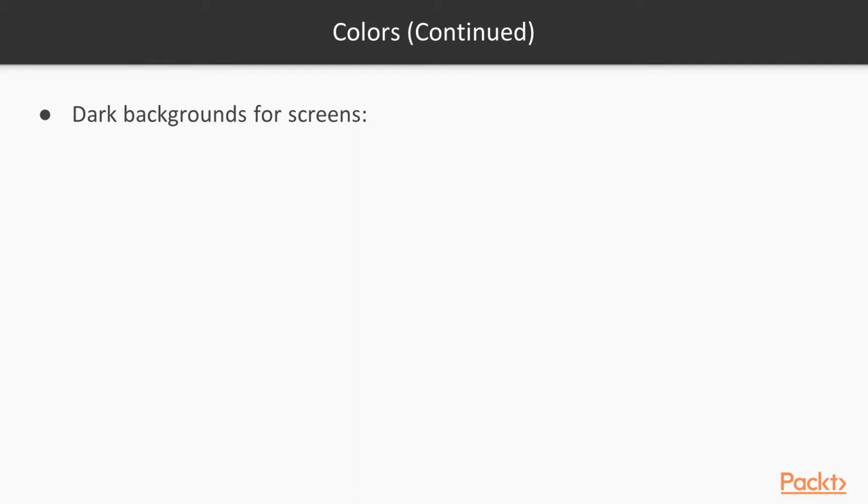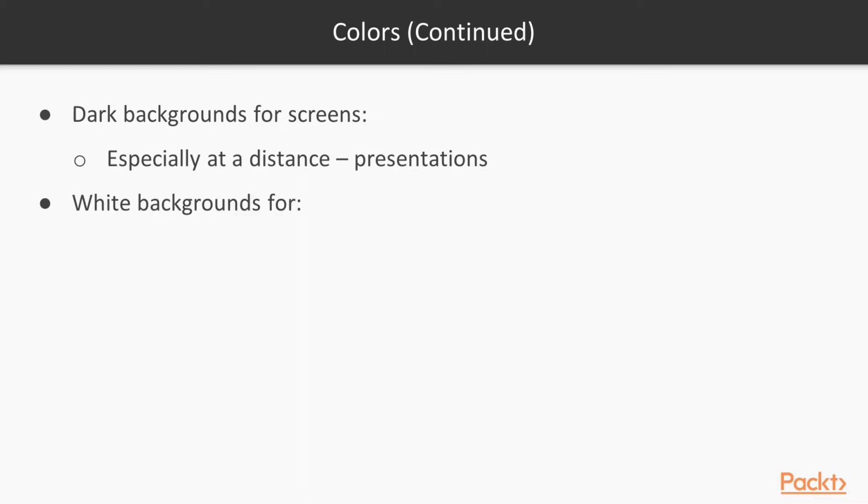Dark backgrounds are preferred for screens. They're usually more comfortable on the eyes when viewed from a backlit screen. This applies even more so at a distance, where contrast can be reduced. That means a presentation on a projector or a TV. Definitely stick with white backgrounds for printing. We're talking about dashboards, so in theory, your users won't be printing much, but it is something to keep in mind if you wind up building reports for reporting.